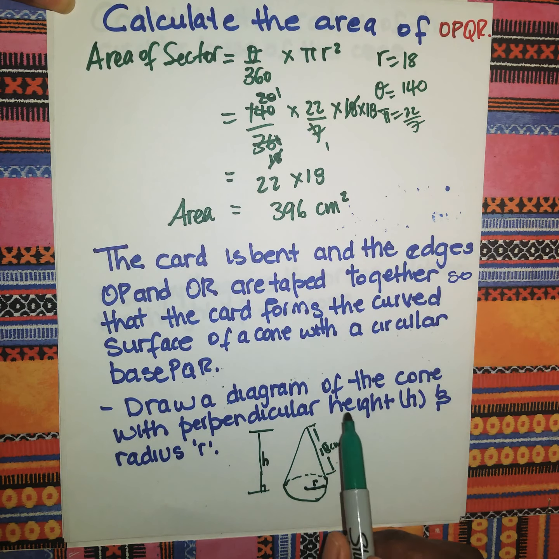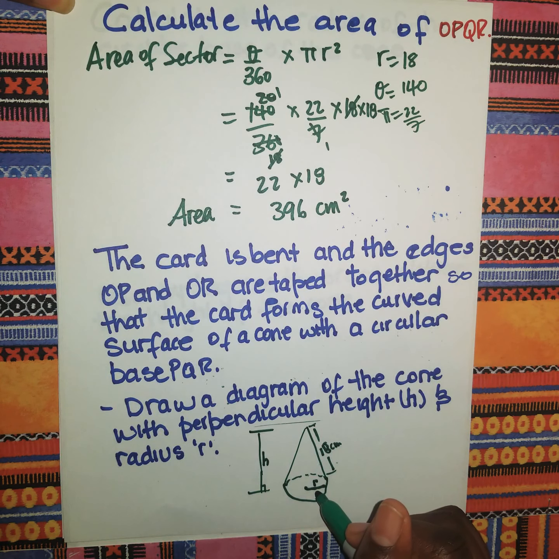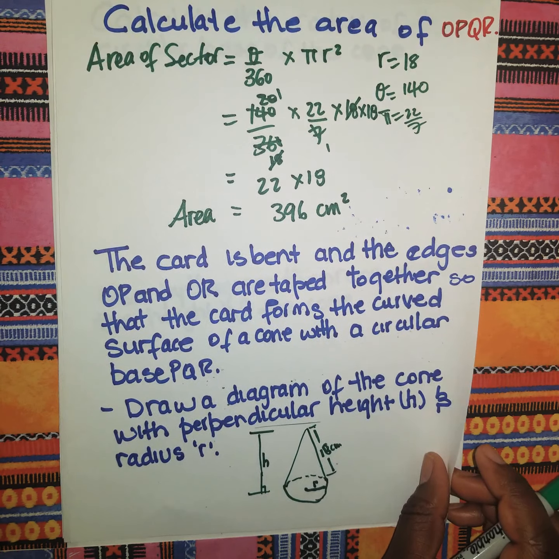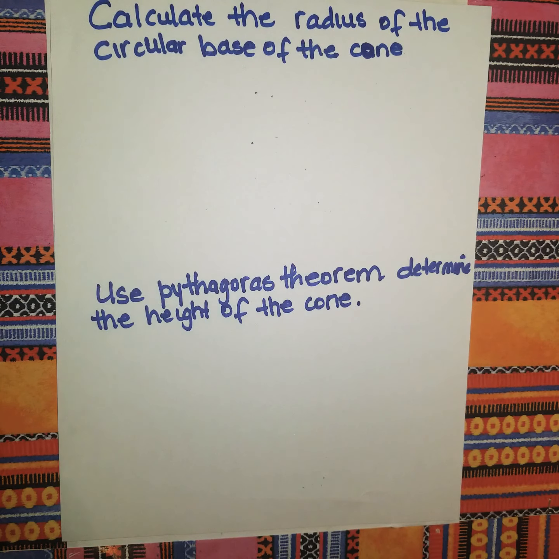Alright, guys, and so we drew the cone with the perpendicular height labeled and the r for the radius also identified. Alright, guys, let me know if you understand these questions so far.